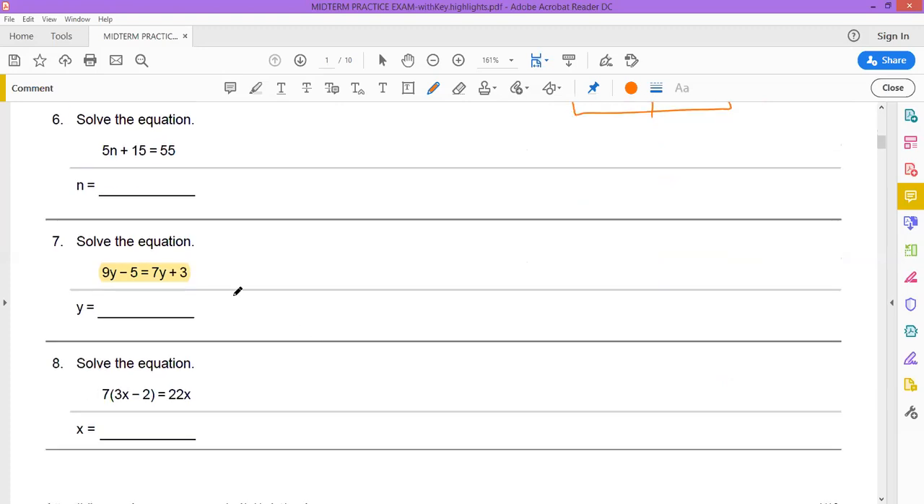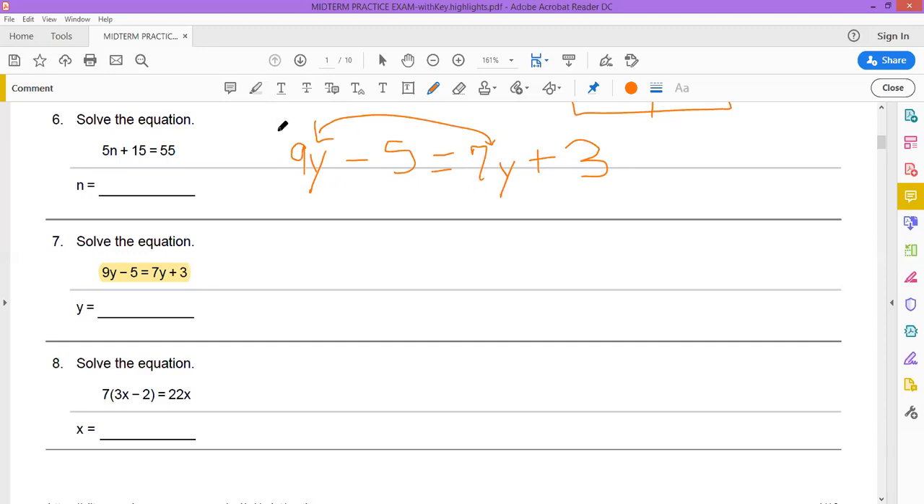Looking at number 7, we're solving another equation, so I'll rewrite the equation. 9y minus 5 equals 7y plus 3. Now this time we're combining 2 sets of like terms. And we show arrows here. We're combining 9y and 7y.